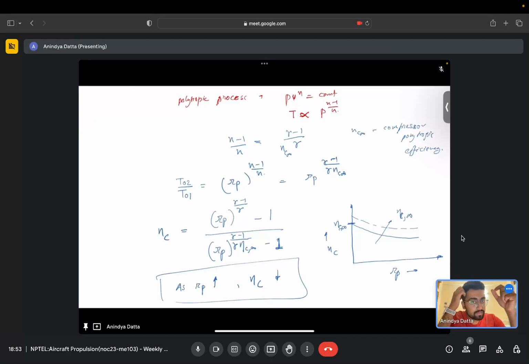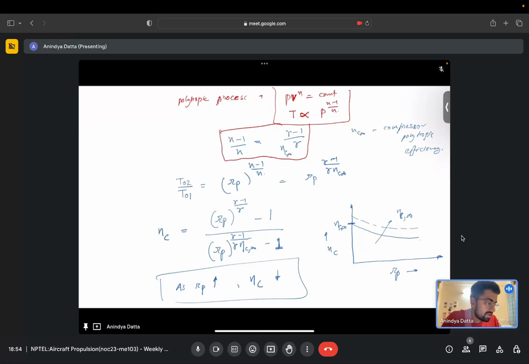Okay, and when we do that, this is what we define the polytropic process to be: PV to the power n equals a constant, or we can say temperature is proportional to P to the power (n minus 1) by n, where n is the polytropic index. From there we can do the derivation and find that if the polytropic efficiency is given as eta c infinity, we get the relation (n minus 1) by n is equal to (gamma minus 1) divided by eta c infinity times gamma.